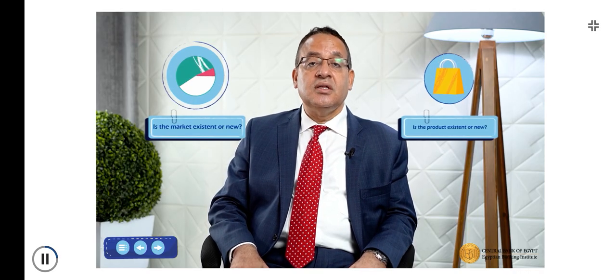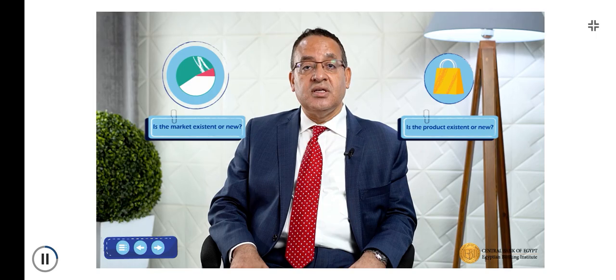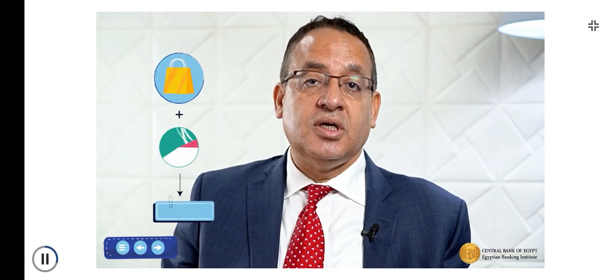This matrix is based on the product and the market. We have two dimensions. One of them is the product, is it existing or new? And second is the market, is it existing or new? Market penetration means existing product with existing market. And so how can I grow? To grow with the existing product with existing market through conversion of inactive customers into active customers.